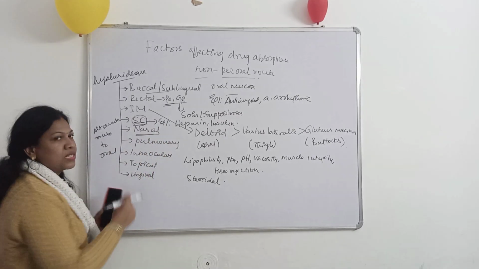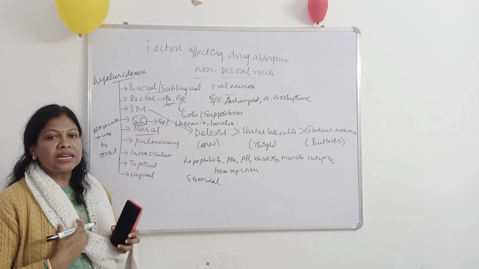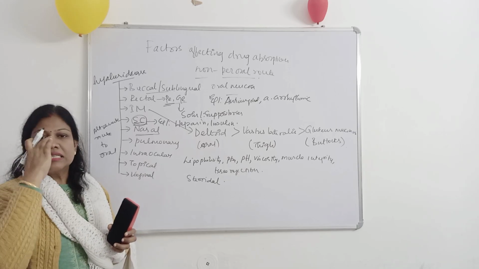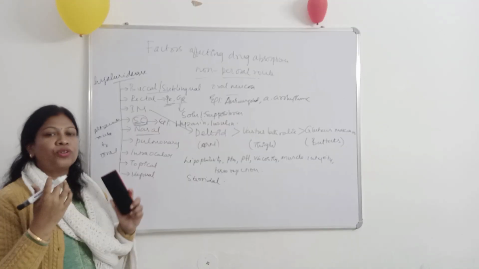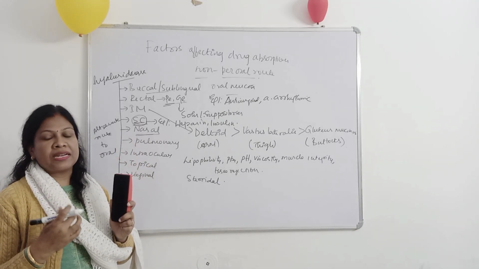Now the next route is the nasal route, that is given through the nasal cavity, not in the lungs, not in the respiratory tract, just the nasal cavity. So the nasal cavity is preferred for administration of proteins and peptides.